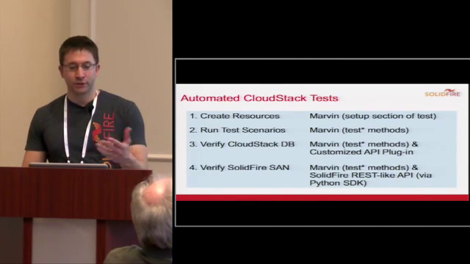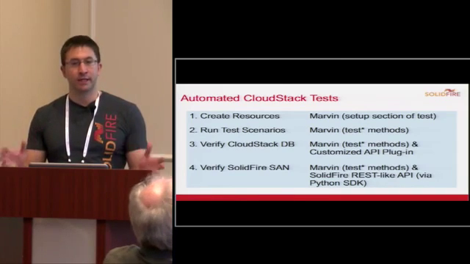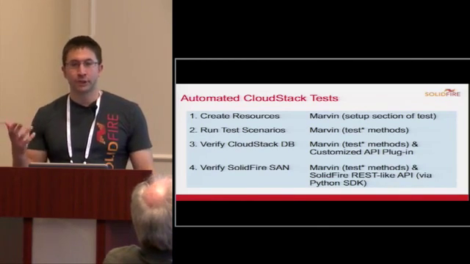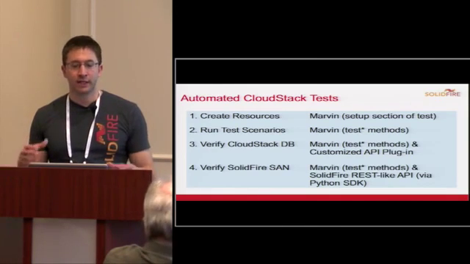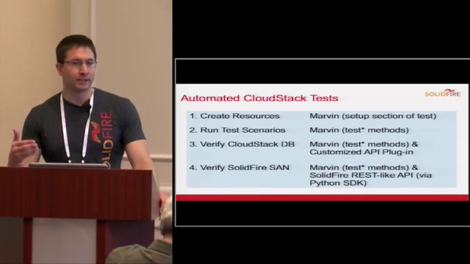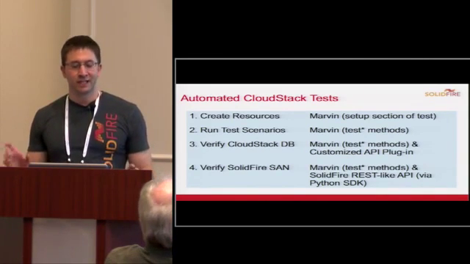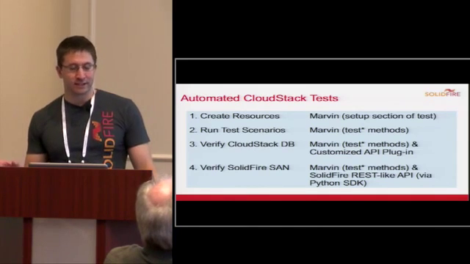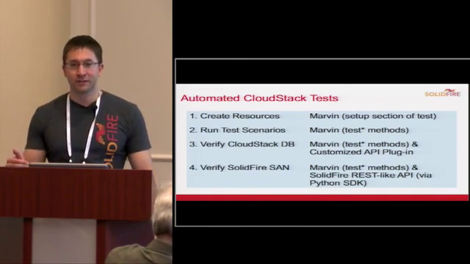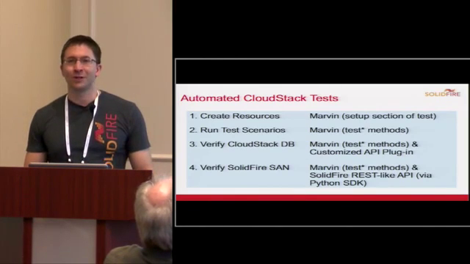And then the verification of the CloudStack database, as I mentioned, is done through the Marvin test methods invoking my custom API framework to draw particular pieces of information out of the database. So I can see, well, I said I was supposed to create a volume with 2,000 IOPS. That's what I passed into CloudStack. Now let me call my API plugin and draw that information specifically out of the database and see if the database agrees. And if that's successful, let's do step 4, which is talk to the SolidFire SAN and see if the SolidFire SAN agrees as well that that's what we have in terms of IOPS or whatever particular metric we're looking at.